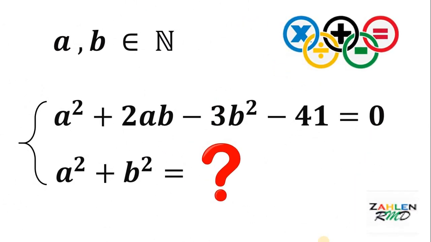So the question is, what is the value of a squared plus b squared, given that a squared plus 2ab minus 3b squared minus 41 equals 0, wherein a and b are both natural numbers? In mathematics, the natural numbers are those numbers used for counting and ordering. Natural numbers start with 1, followed by 2, 3, 4, 5, 6, and so on and so forth.